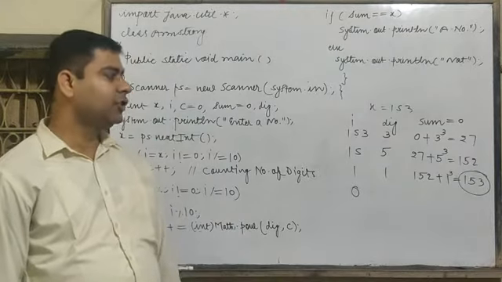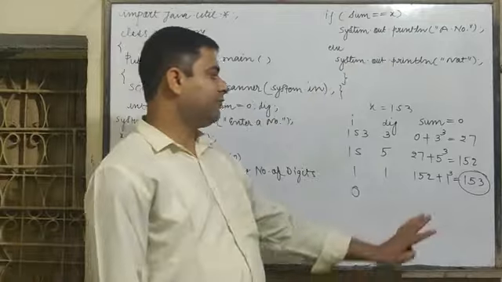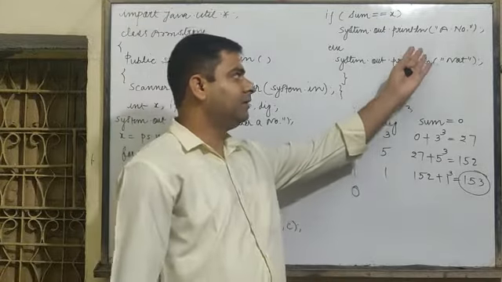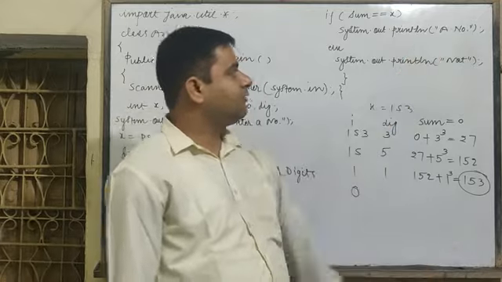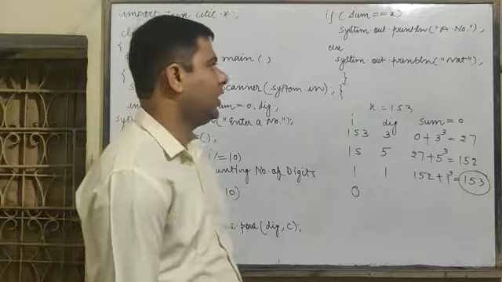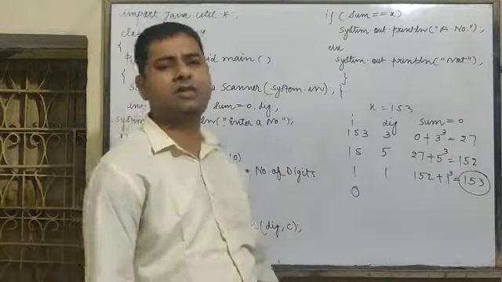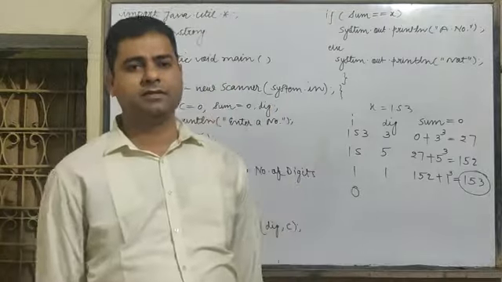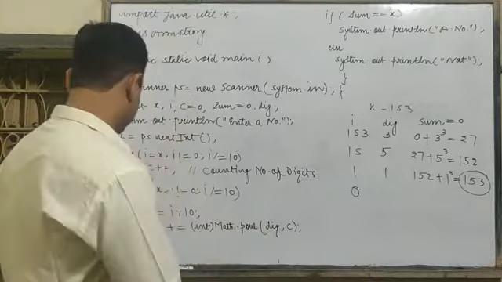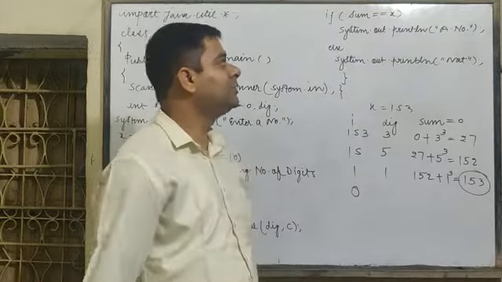After this, what we should do, this sum should be compared with the original number. If it is equal, then it will be defined here as an Armstrong number. Otherwise, not. Okay, so we have to compare this condition along with the original number. If this condition is true, we have to print this is an Armstrong number. Otherwise, not.